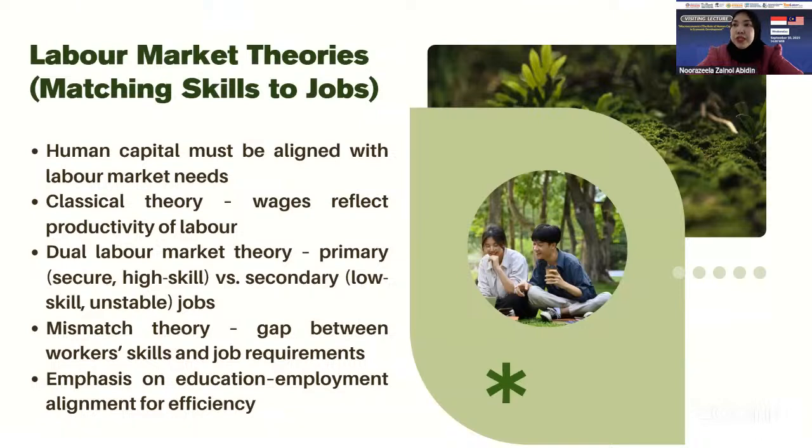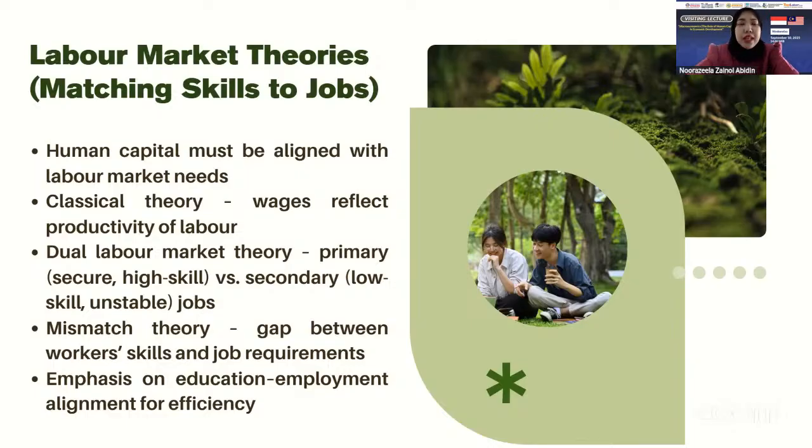Now we move to the labor market theories, which highlight the importance of matching human capital to jobs. So according to classical theory based on Adam Smith, wages are determined by a worker's productivity. So better skill and education should lead to higher earning. So when we have more productive, better skilled workers, we can get more earning.